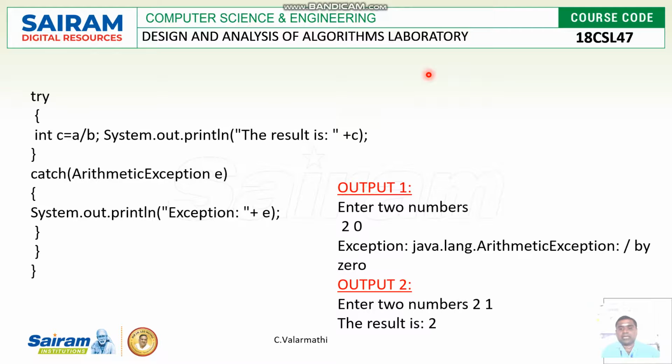So here two numbers, one is 2, another one is 0. So the B value is 0, so automatically it will cause an error. Then if both the values are non-zero, that is 2 and 1, then the result will be 1. So now I will show you the execution part.